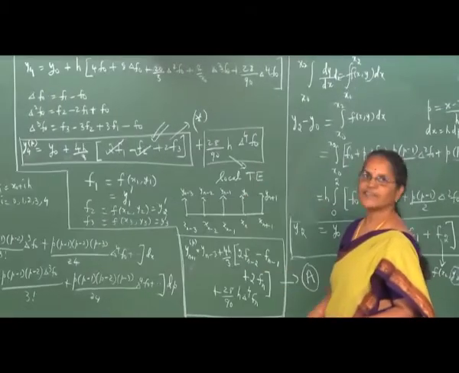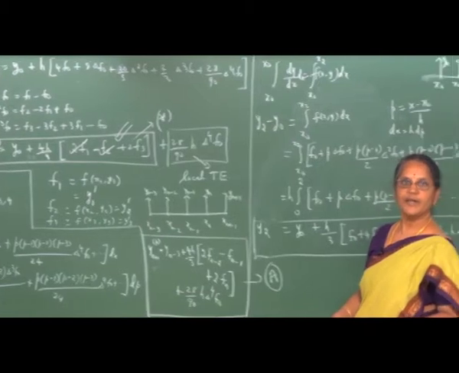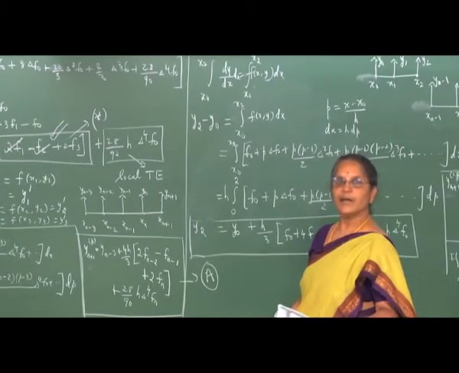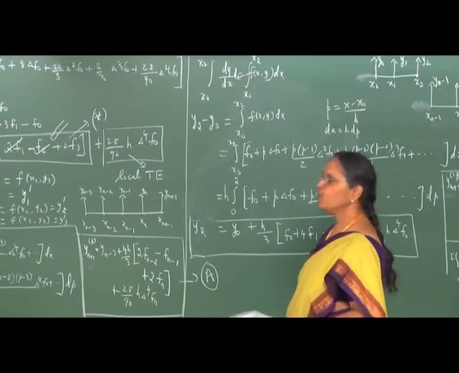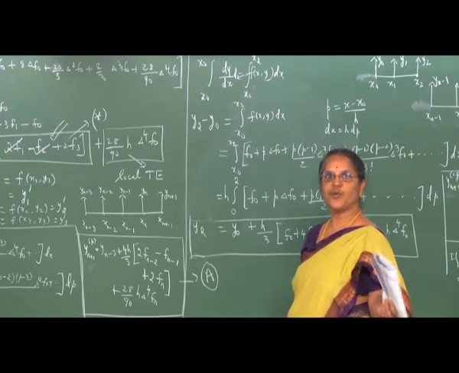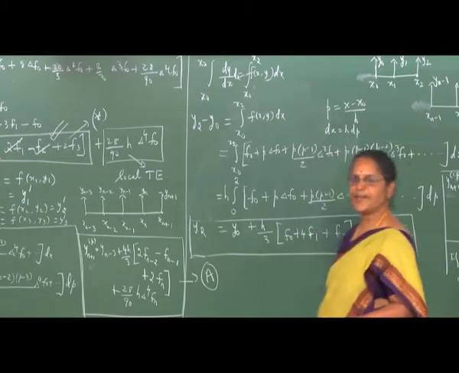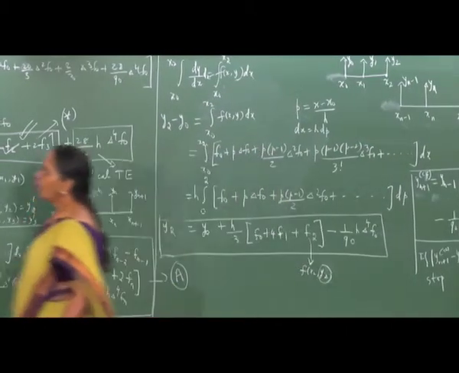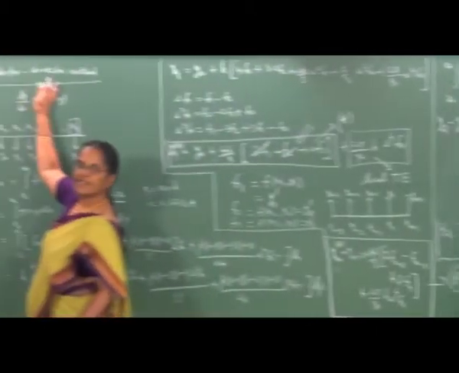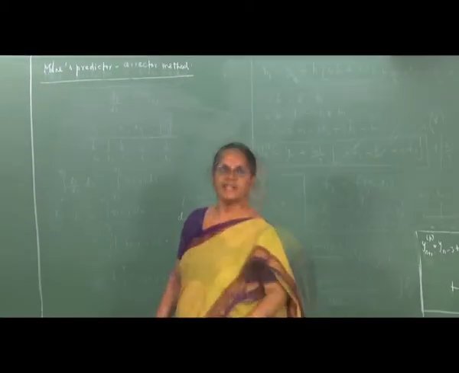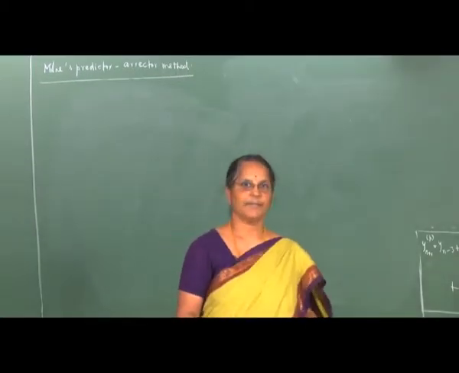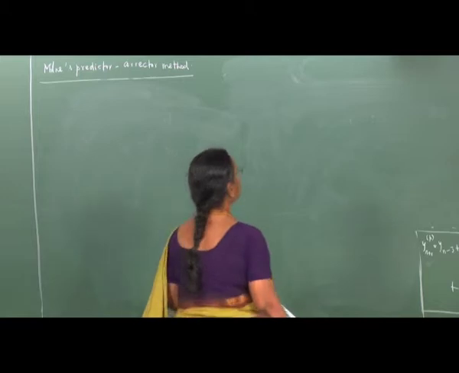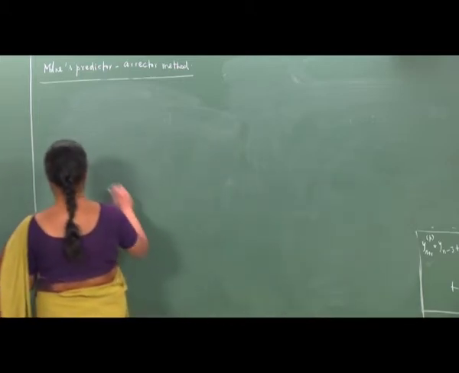dy by dx is equal to f of x comma y, when information about the solution is known at the previous 4 points which are equally spaced. And this method is called Milne's predictor corrector method. Let us now consider the following example and solve it using Milne's predictor corrector method.